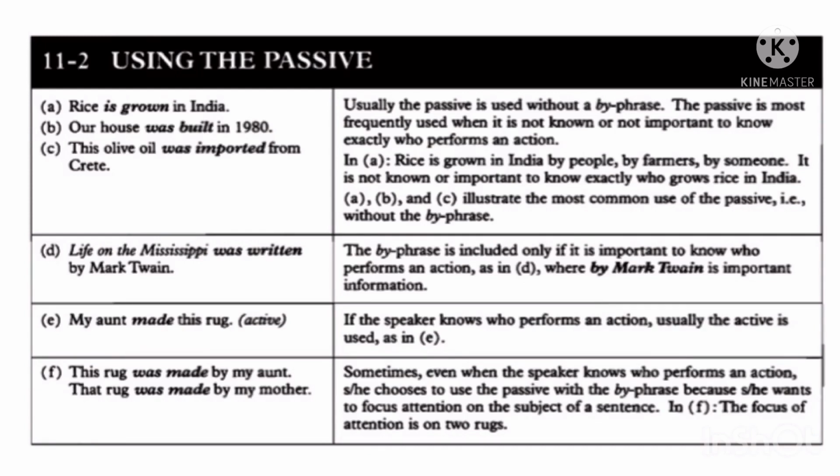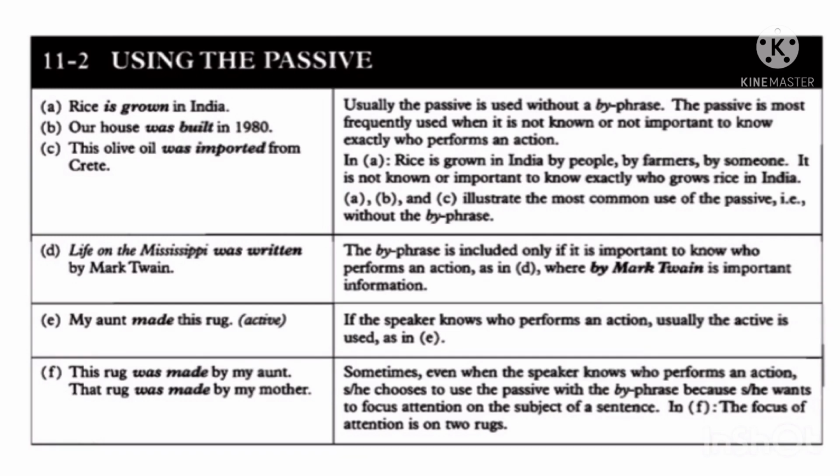Rice is grown in India. B. Our house was built in 1918. C. This olive oil was imported from Crete. Usually the passive is used without the by phrase.